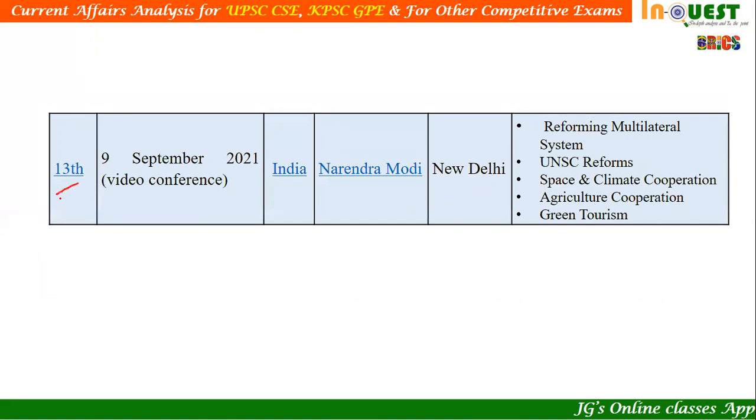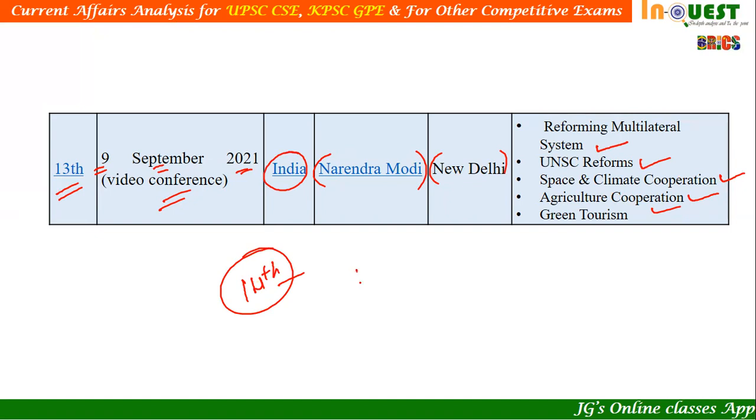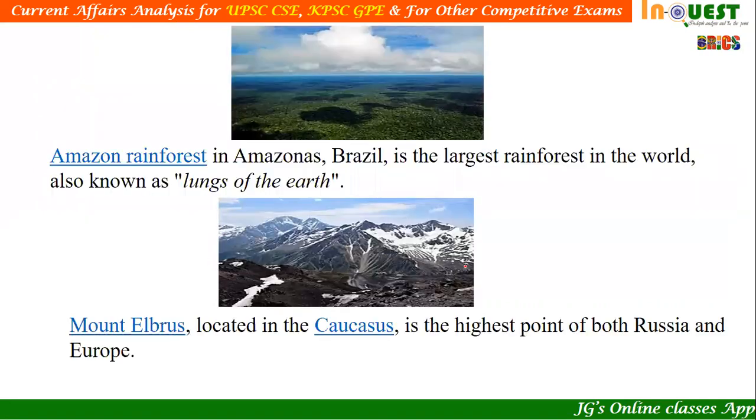And the 13th, the latest summit, was hosted by India, and the hosting leader was Narendra Modi. It was hosted from New Delhi. It was on 9 September 2021. It was also through video conference, and major topics discussed were reforming the multilateral system, United Nations Security Council reforms, space and climate cooperation, agricultural cooperation, and green tourism. And the next summit will be held in the same chronological order. That will be the 14th summit of BRICS. So the 13th was held in India, and the 14th should be held in China.